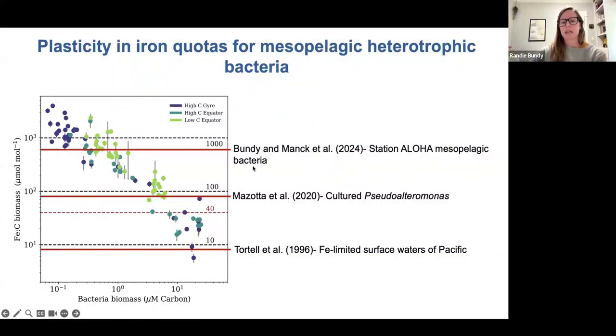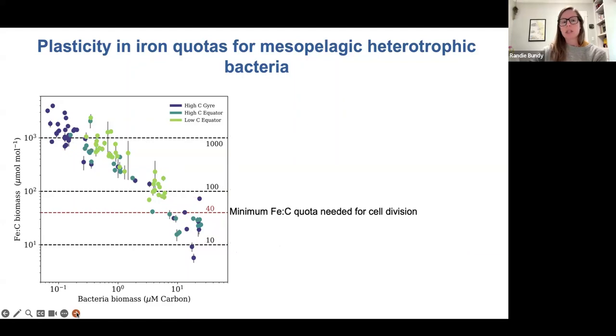And then I put some of the data I was showing you earlier that we had calculated from our uptake studies at Station Aloha. That was up here more in the 700 to 800 range. So across all of our experiments, we see values that encompass these other published values, and we saw some that were also a lot higher than this. So it seems like there's a really huge range in iron quotas for bacteria.